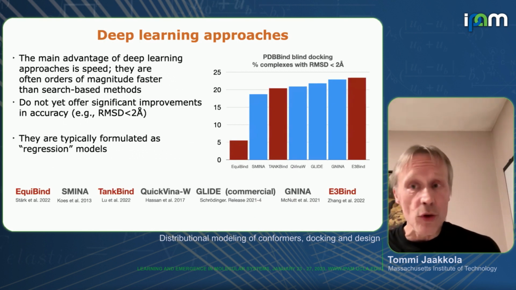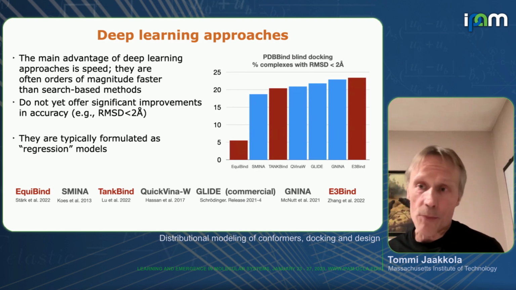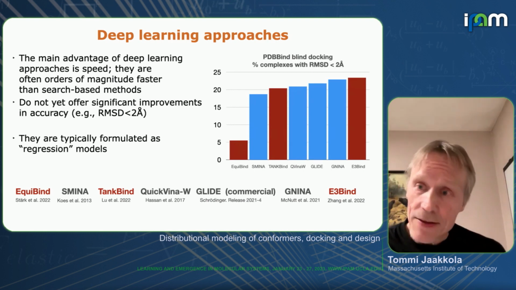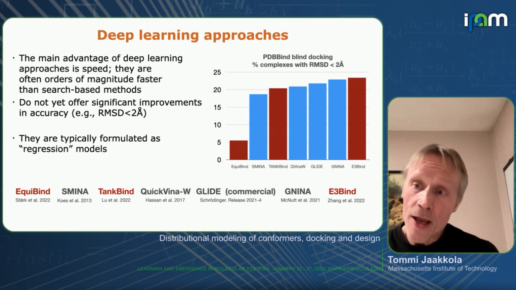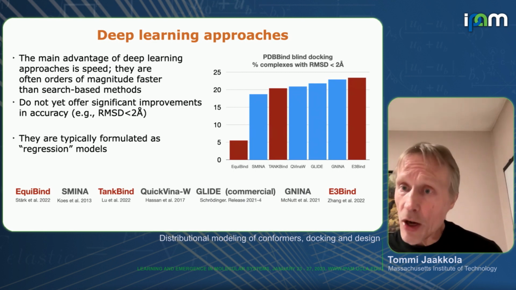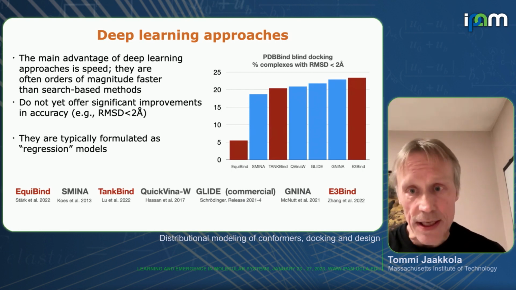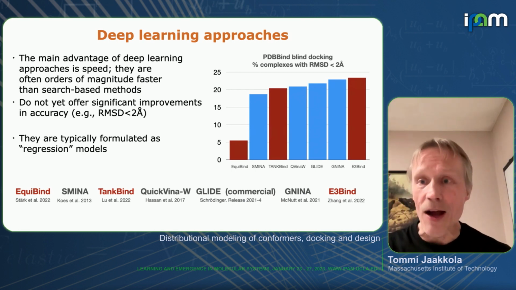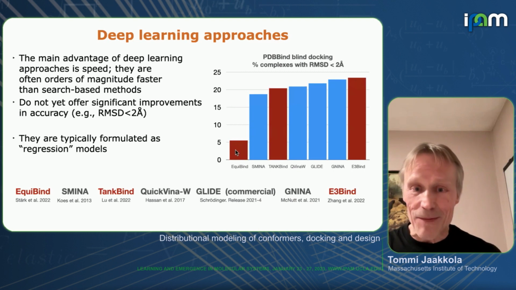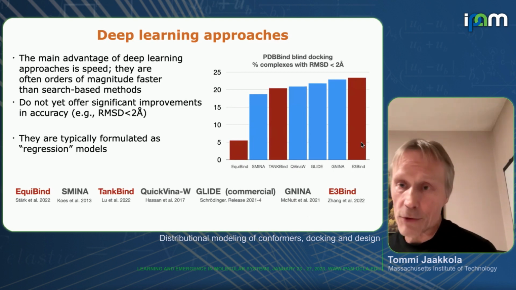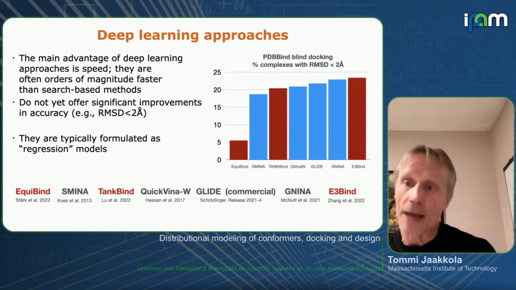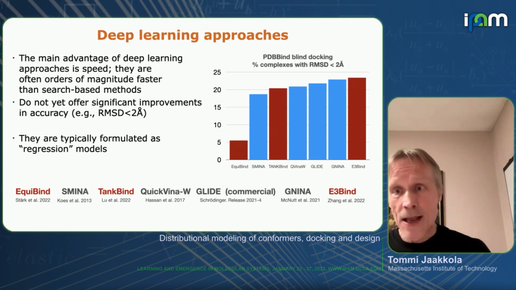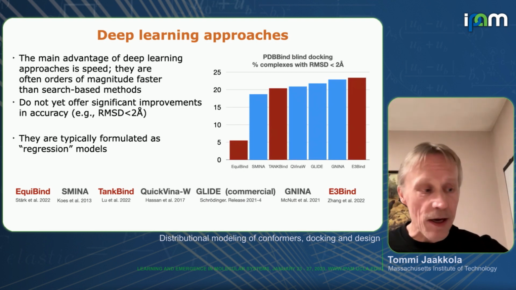All right. Another approach is to learn to make those pose predictions. And the main advantage of that has been speed. Deep learning approaches are typically orders of magnitude faster than the search-based methods. However, they have not yet attained the same level of performance or accuracy here. And the red bars here correspond, in the order of time, to EquiBind, TANKBind, and E3Bind, three deep learning approaches in terms of their accuracy relative to these standard search-based methods. Okay, so they are orders of magnitude faster, but haven't yet achieved better performance.